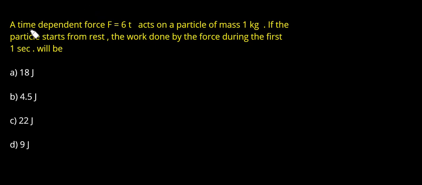Hello everyone. The question says a time dependent force, F equal to 6t, acts on a particle of mass 1 kilogram. If the particle starts from rest, the work done by the force during the first 1 second will be... So a time dependent force is given here and the mass is given right here. So we have to find this.